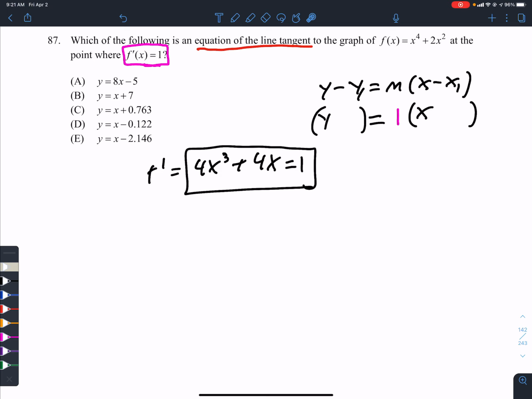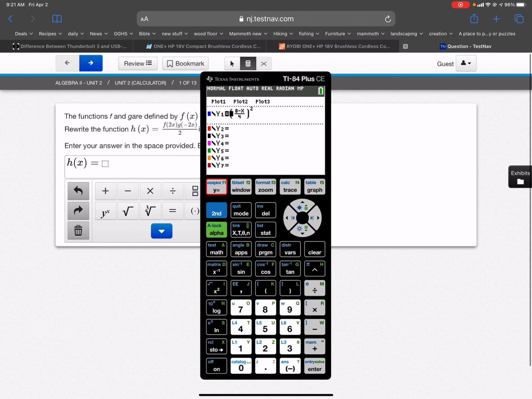If you want to be even safer, there's another way you can do that. So I will show you a safer way just to avoid a careless error of taking the derivative wrong and messing up. So what we could do, go back to our y equals, and put in the original function, okay? X to the 4th plus 2x squared.